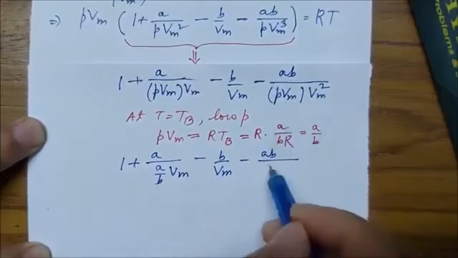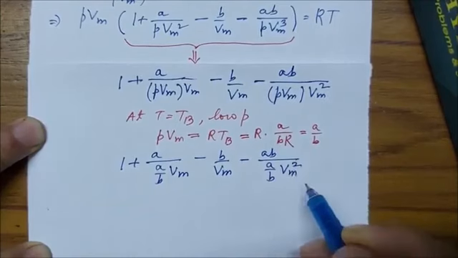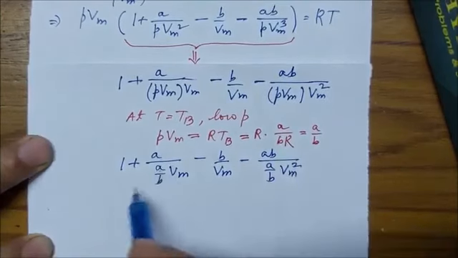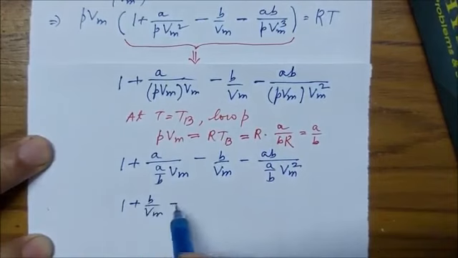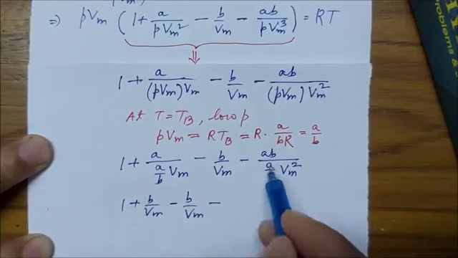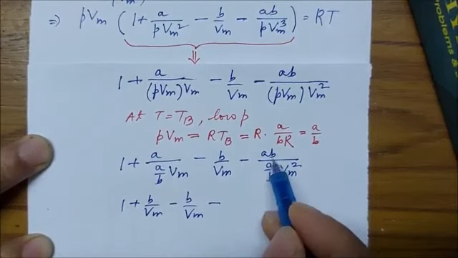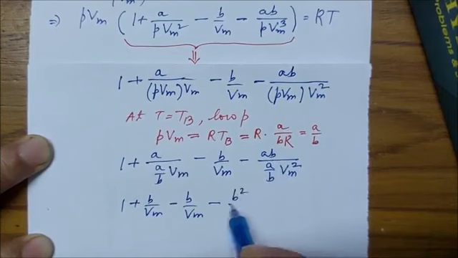Instead of PVM, we write A by B. A and A cancel out, and here too A and A will cancel out. This B will go up to make it B square, and so we have B square by VM square.